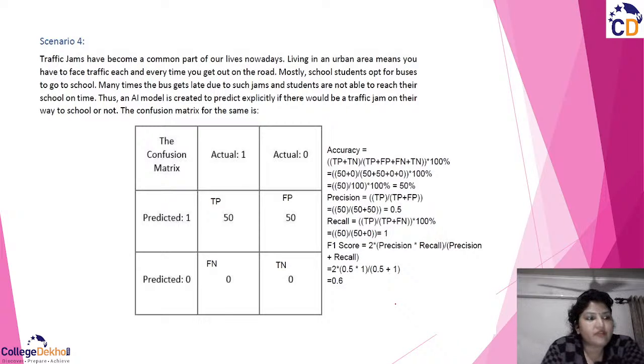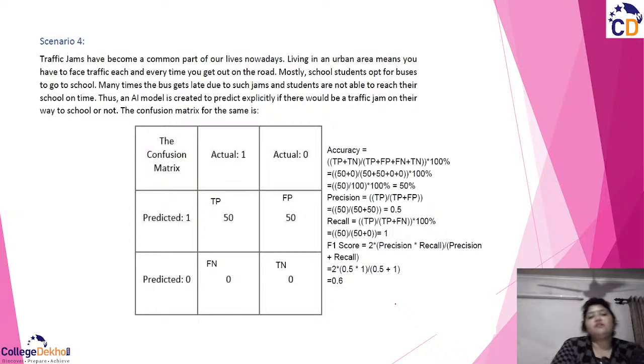In this, traffic jams have become a common part of our lives nowadays. Living in an urban area means you have to face traffic each and every time you get out on the road. Mostly school students opt for buses to go to school. Many times the bus gets late due to such jams, and students are not able to reach their schools on time. Thus, an AI model is created to predict explicitly if there would be a traffic jam on their way to school or not. So, this would be like we are creating a confusion matrix for the same.